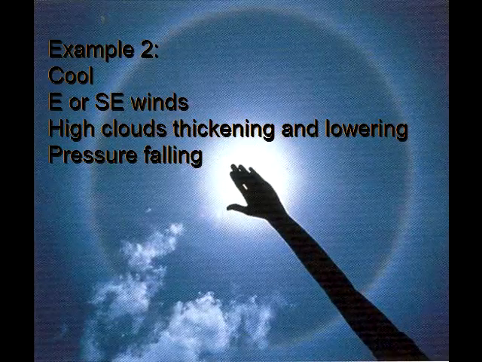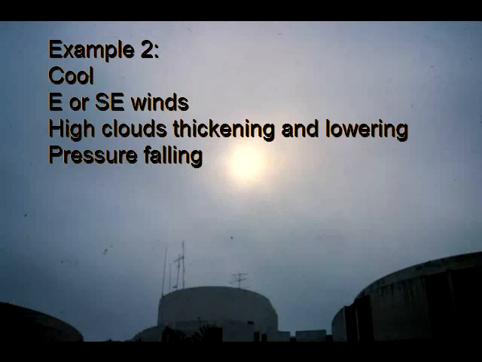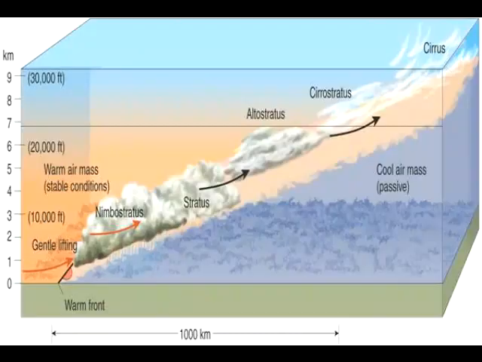If it is relatively cool, surface winds come from east or southeast, you see high clouds, maybe with a halo, that are thickening and lowering, and the pressure is falling, then this might be an indicator for an approaching warm front. And your local weather forecast would predict precipitation in 12 to 24 hours, rain and possible thunderstorms in summer, or snow changing to sleet or rain in winter.